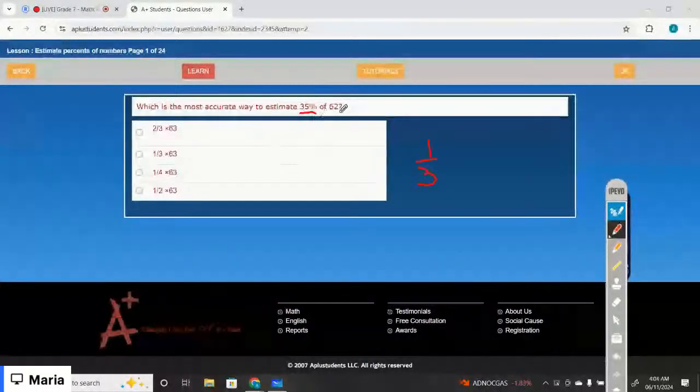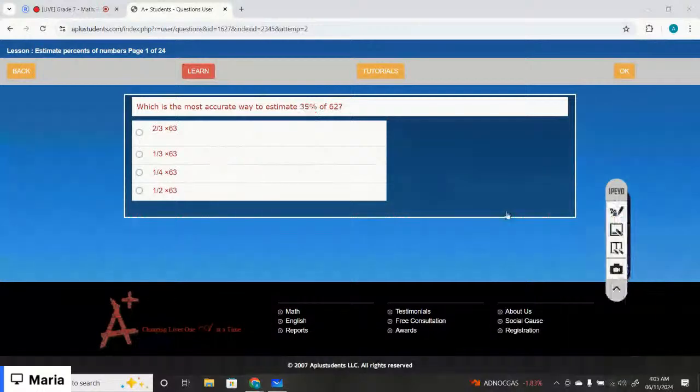Now you have to replace 62 with the nearest number that can be easily divided by 3, so you need to replace it by 63, right? Because 63 is easily divided by 3. So that is 1 by 3 times 63. Replace the percentage with the nearest fraction, 1 by 3, and then replace the number with a nearby number that can be easily divided. Option number 2 is the correct option, that is 1 by 3 times 63.